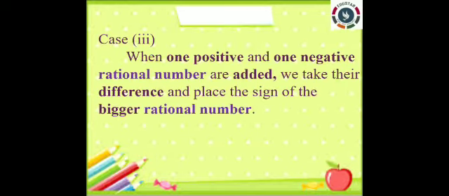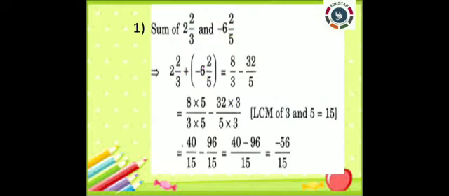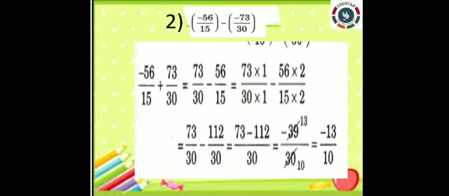Next case, when one positive and one negative rational number are added, we take the difference and place the sign of the bigger rational number. Example 1 and example 2. These two examples, copy down in your classwork note.